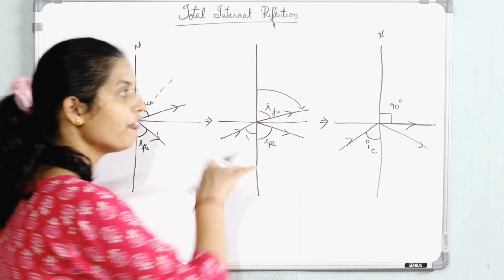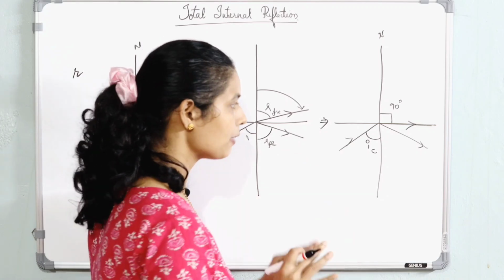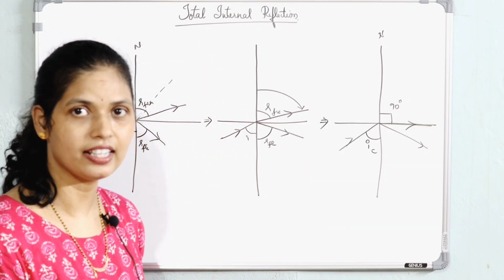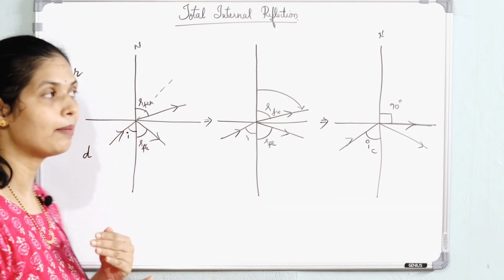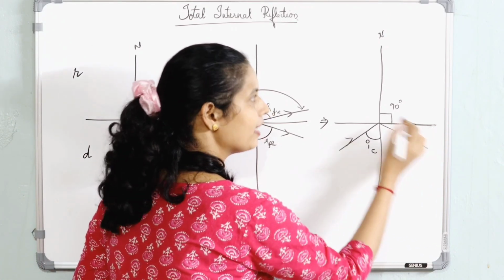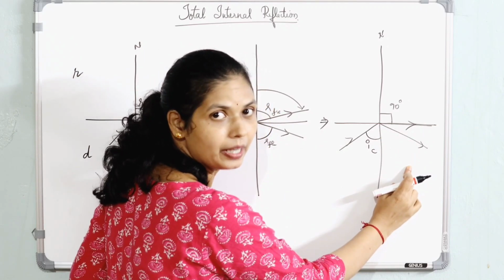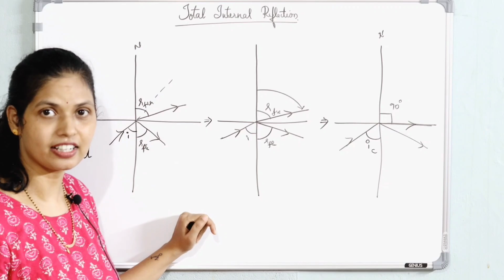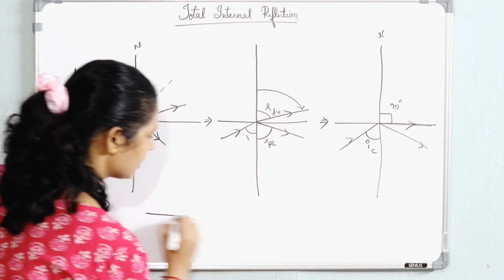So now if you further increase the angle of incidence, what does that mean? That means if the angle of incidence is greater than the critical angle, then there will be total internal reflection. Why? Because the refracted ray further moves away from the normal. That means it comes in the same medium, and it acts like a reflected ray, right? So I'll consider the same thing. Here we'll see the diagram.